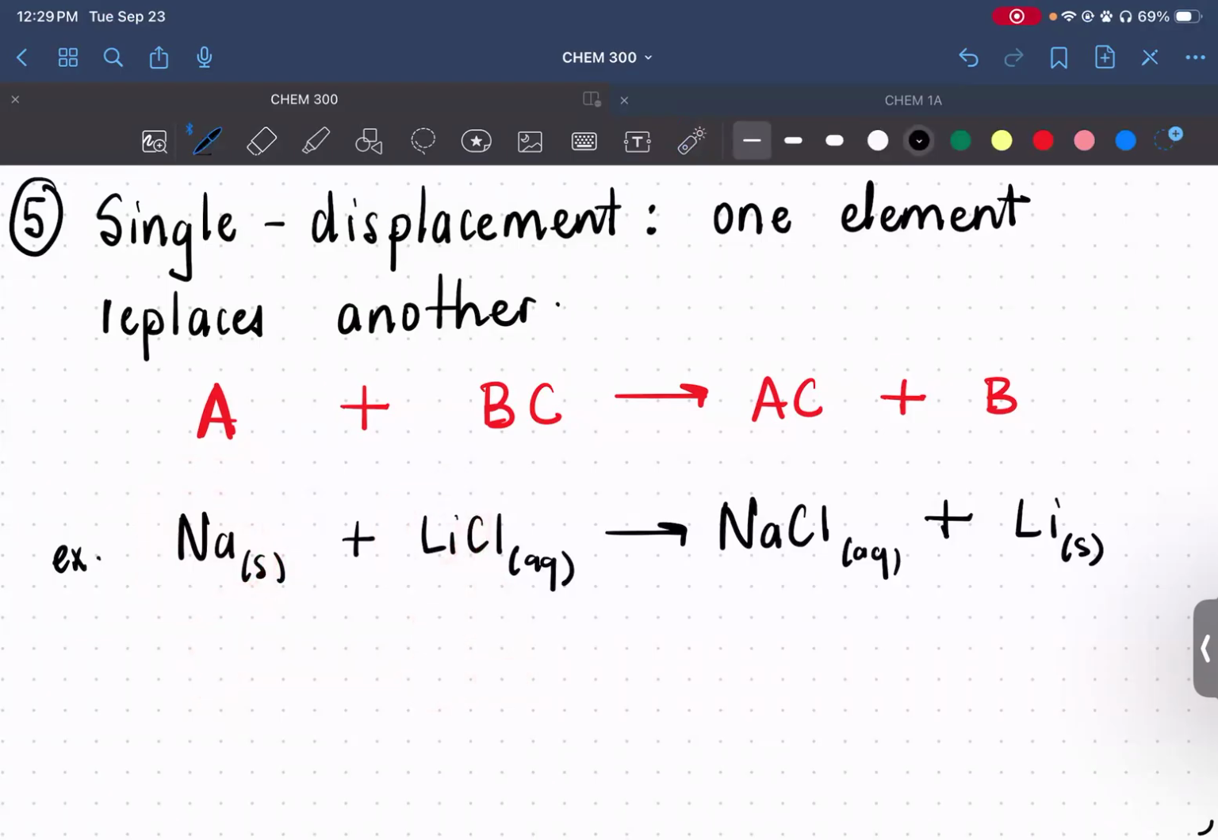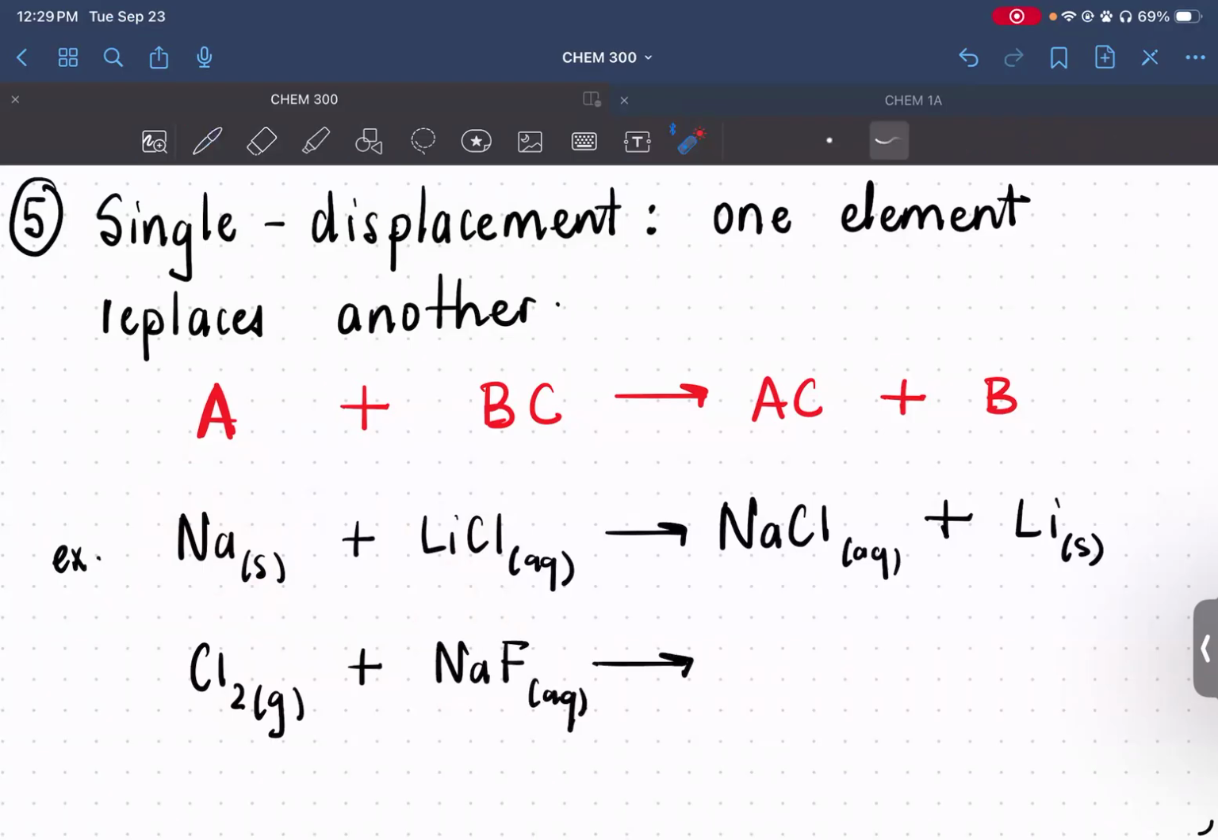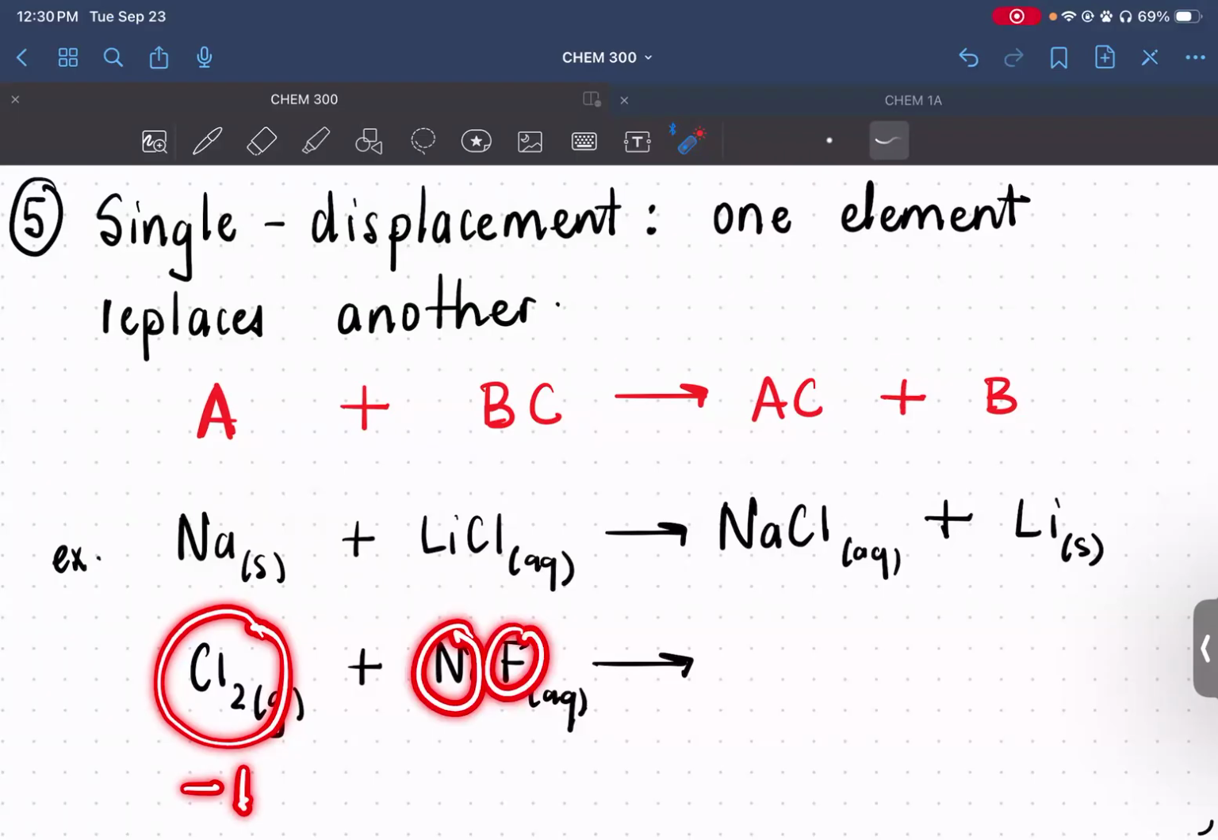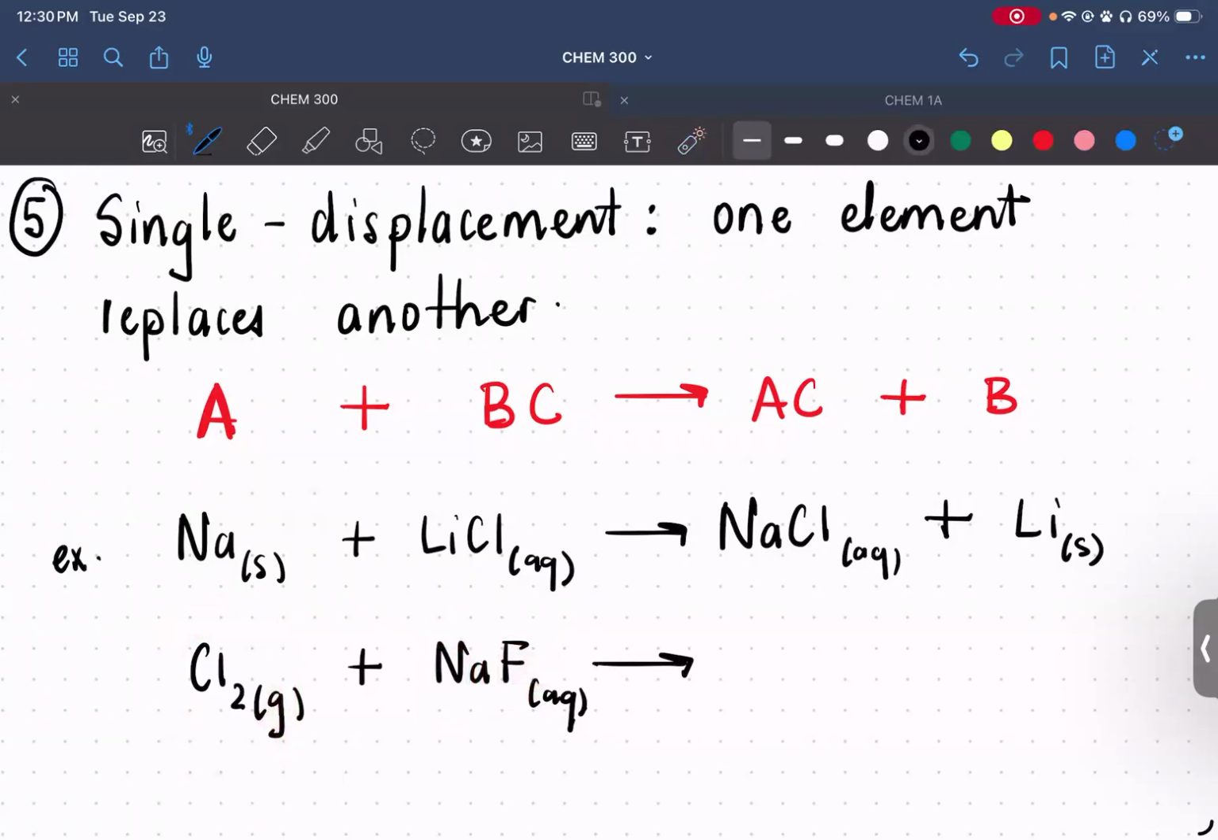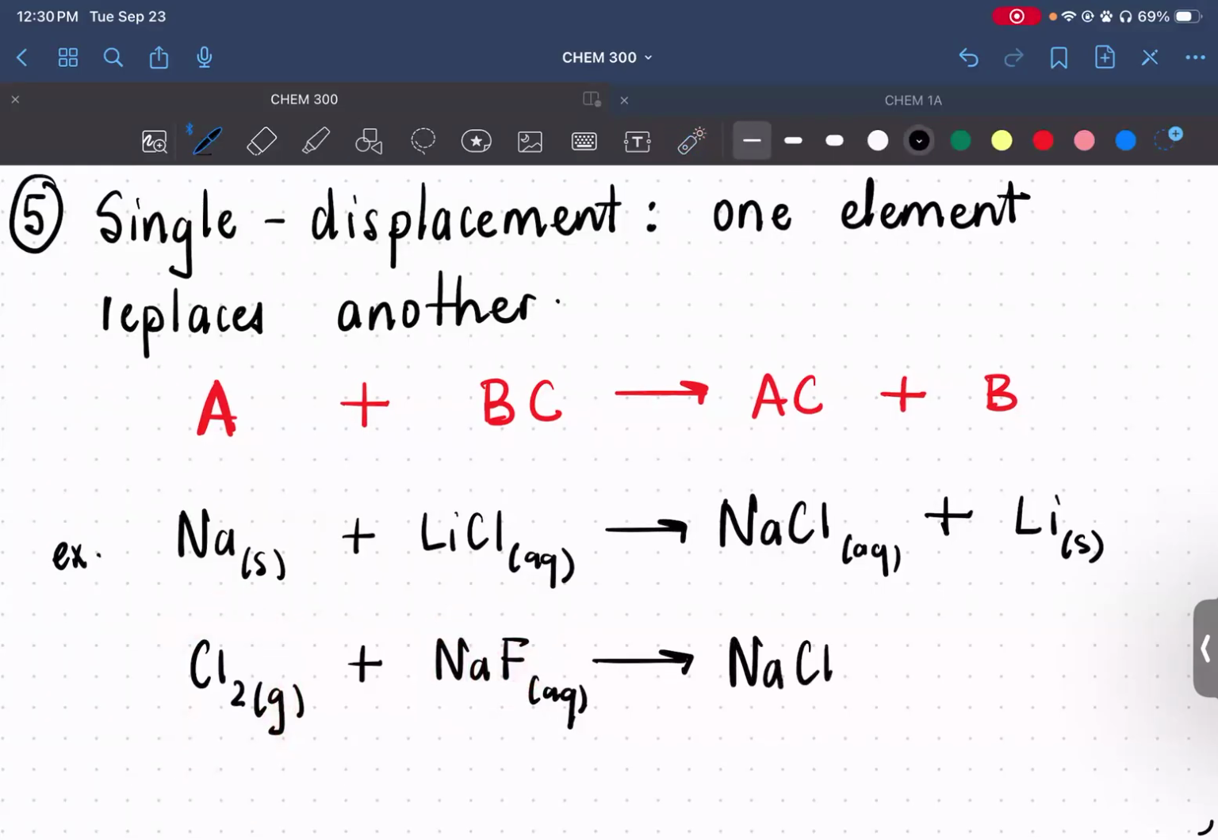The same thing can actually be said for the opposites. The reaction between Cl2 and sodium fluoride. Here again, we have a situation where an element will replace another. But we should remember that chlorine, which is in group 17, has a charge of -1. So if given a choice between the sodium and the fluoride, which will it replace? The fluoride. So the result here is sodium chloride plus F.